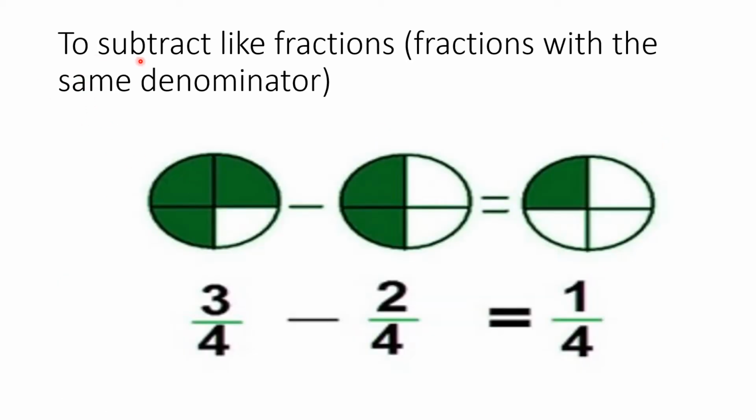In a similar way, to subtract like fractions, meaning fractions with the same denominator, we will subtract normally. 3 minus 2 equals 1. It is the numerator, and the denominator will be the same, 4. So our subtraction 3 by 4 minus 2 by 4 equals 1 by 4.